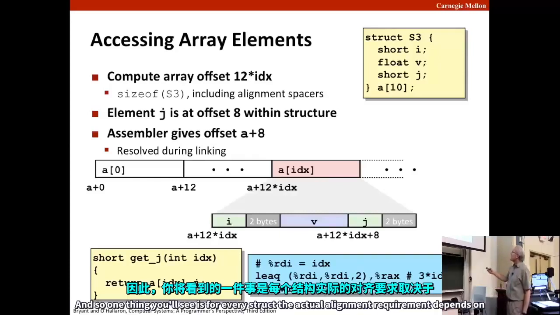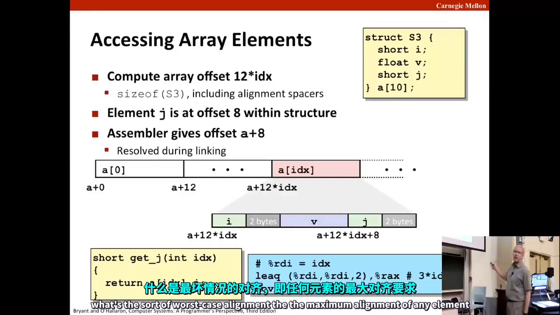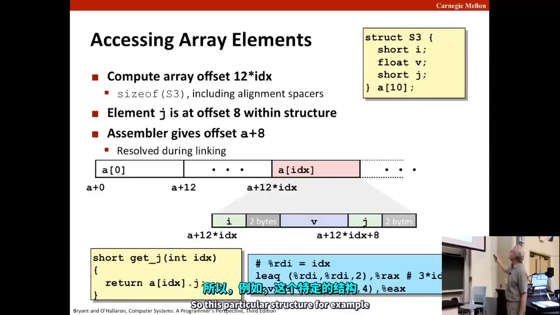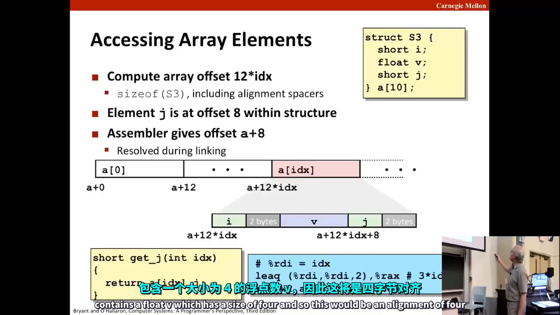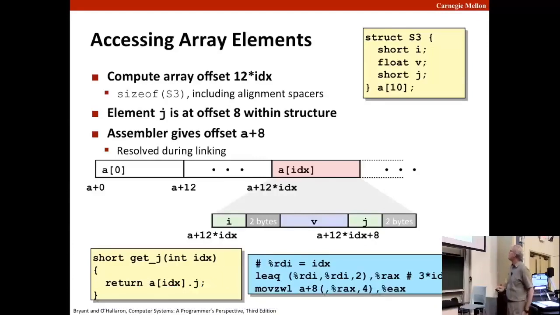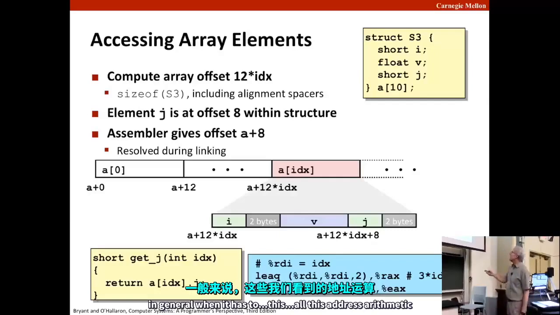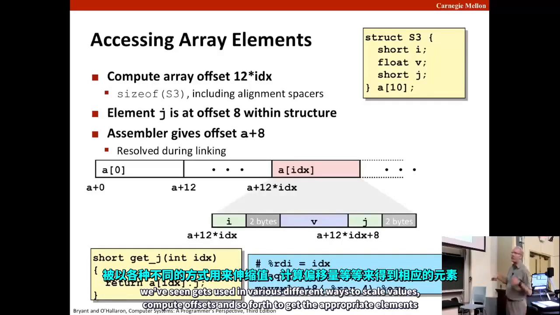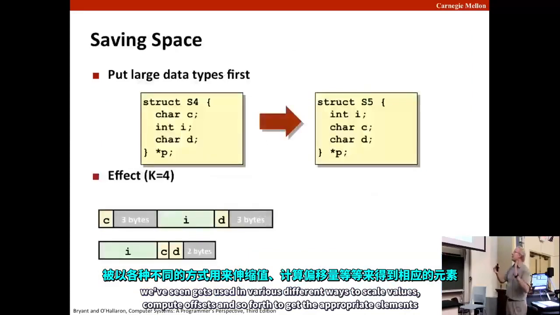And so one thing you'll see is that for every struct, the actual alignment requirement depends on the worst case alignment, the maximum alignment of any element. So this particular structure, for example, contains a float V, which has a size of 4. And so this would be an alignment of 4. And you'll see in the code, when it has to, all this address arithmetic we've seen gets used in various ways to scale values, compute offsets, and so forth to get the appropriate elements.